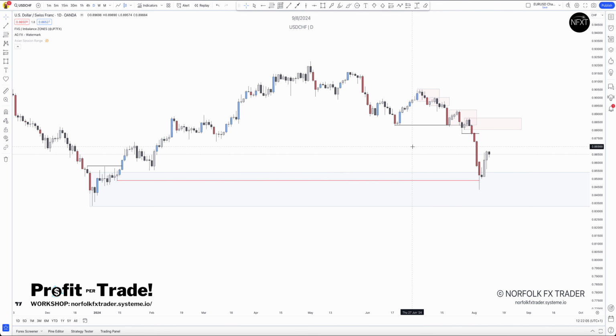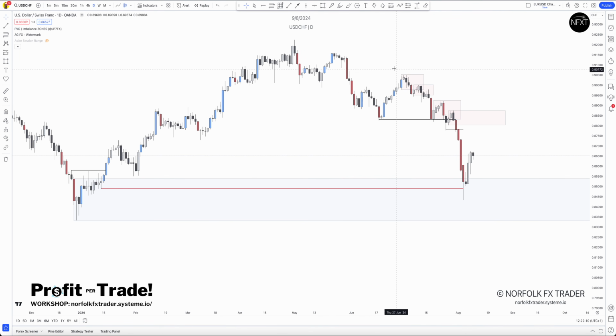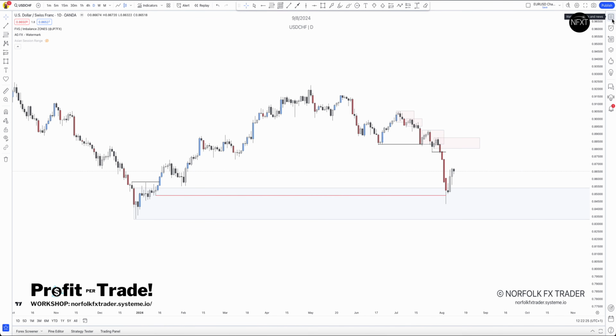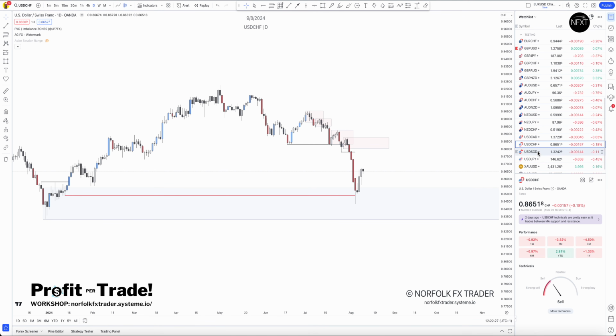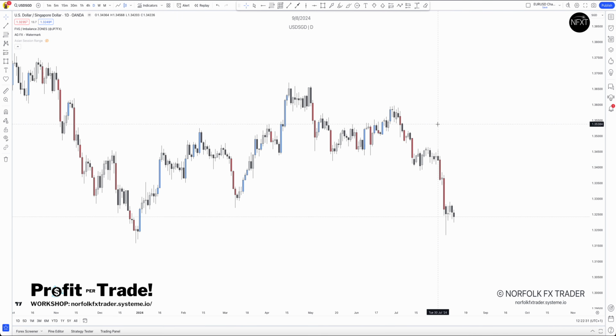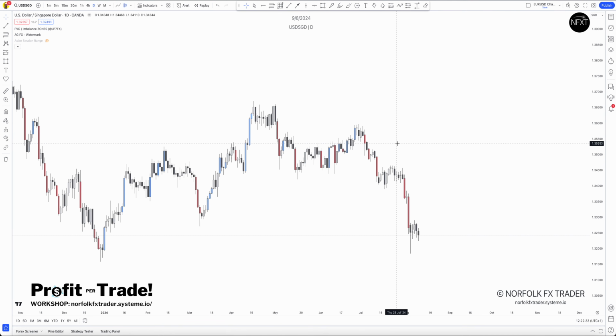Now obviously we use the lower time frames to help assist us here. But understanding that the overall bias has been bearish and order flow is still bearish, we still look to go with the strength of the Swiss franc at the moment and the weakness of the US dollar. So that is the US dollar Swiss franc, marking up those zones. Let's now go over to the next pair, which is the US dollar Singapore dollar. Not a pair many of you will look at trading. It's a very good pair to actually look at now.